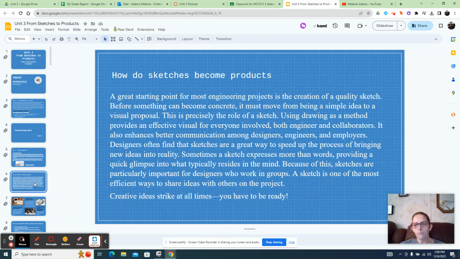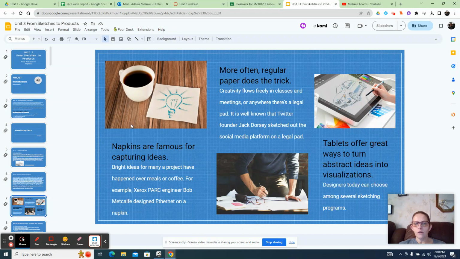So a great starting point for most projects is a quality sketch. The purpose of a sketch is to visualize out loud what it is that you want to design. It also helps you show other people what is in your head and what you want to do. Anybody that you're working with, any project personnel, you can show them what you're thinking without expressing it in words. You can provide a glimpse of what is going on in your head and what you want to create.